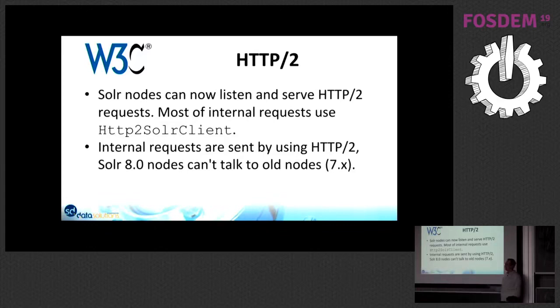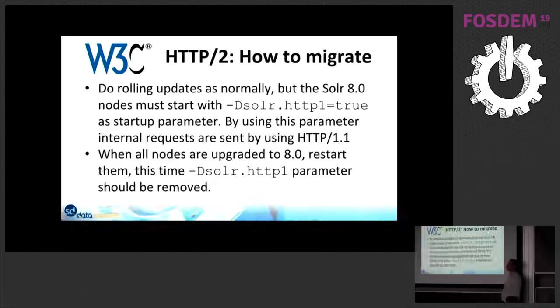So all the internal requests are automatically sent using HTTP2, but the backside of that is that Solr 8 nodes cannot talk to old nodes, of course, because by default it tries to do HTTP2, but the old Solr nodes cannot do that. And the most important thing is for upgrading. If you want to do rolling upgrades, you can start the new Solr version with a special system property, solr.http1=true, and then you can start your whole cluster, replace one node after the next one. And once you have done that, you shut down all the nodes again or restart them, enabling the HTTP2 connector.